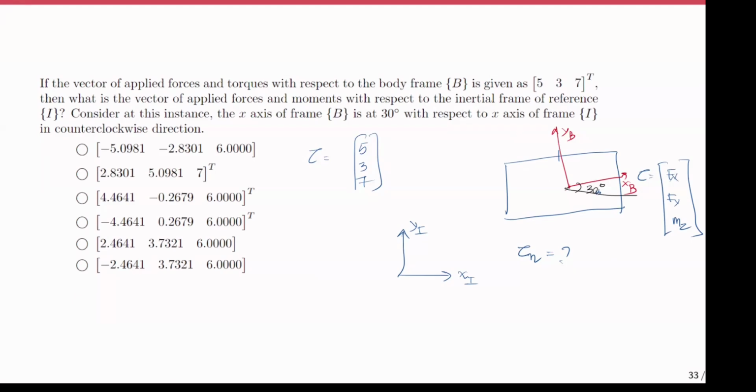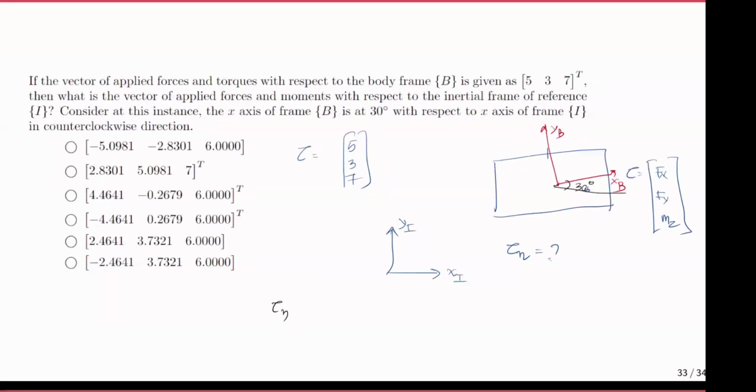The way to do this is, from conservation of power, the power consumed in both of the frames of reference is equal because it's a scalar quantity. So tau eta transpose multiplied by eta dot. This is the wrench in inertial frame. This is the velocities in inertial frame. And this entire term is the power.